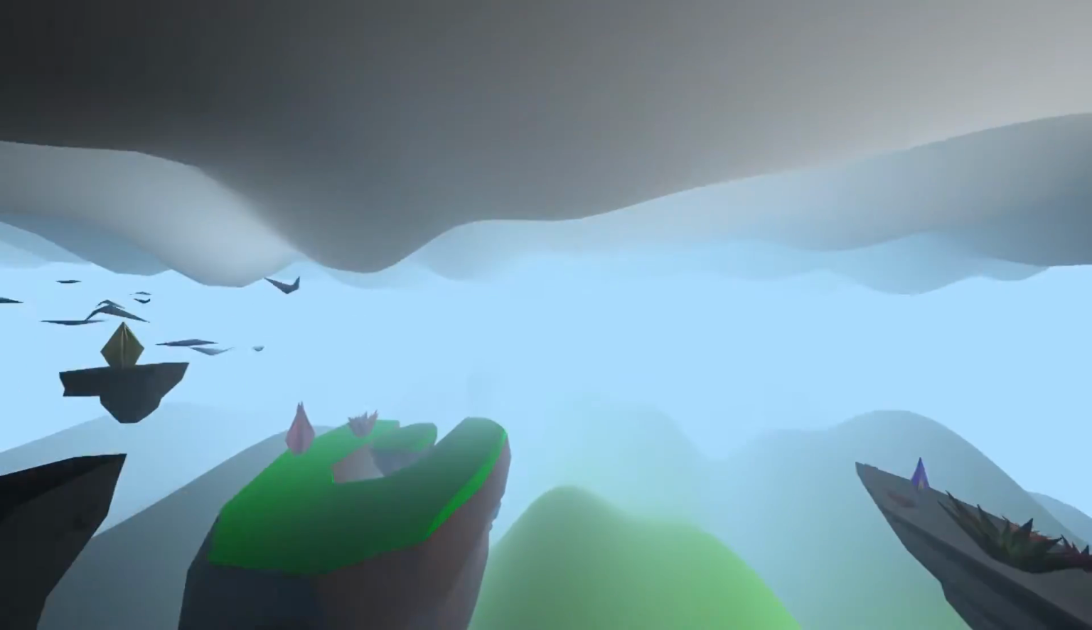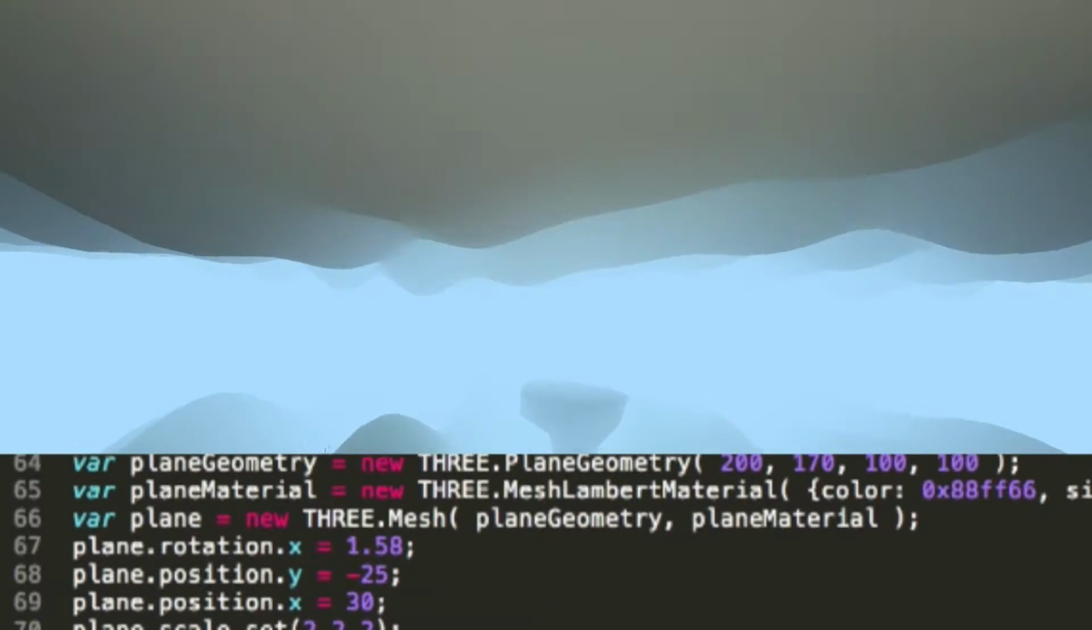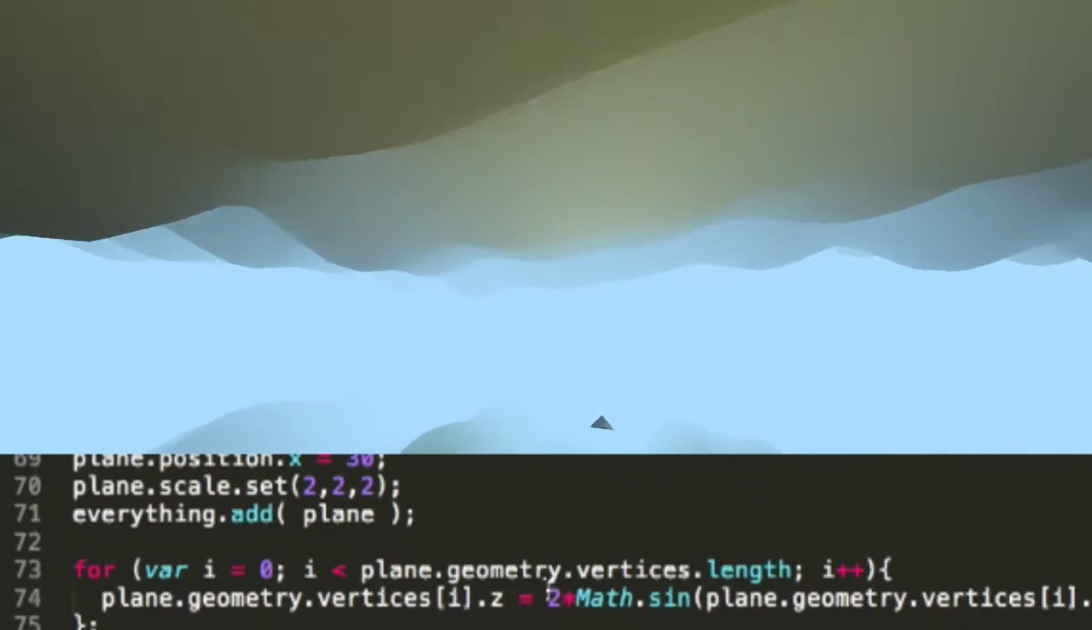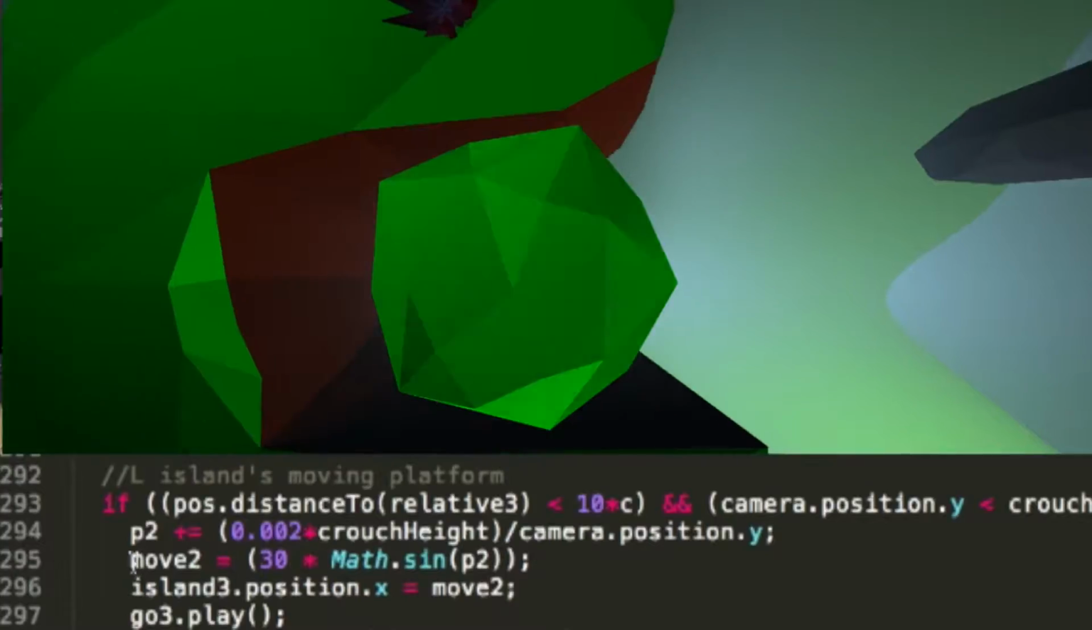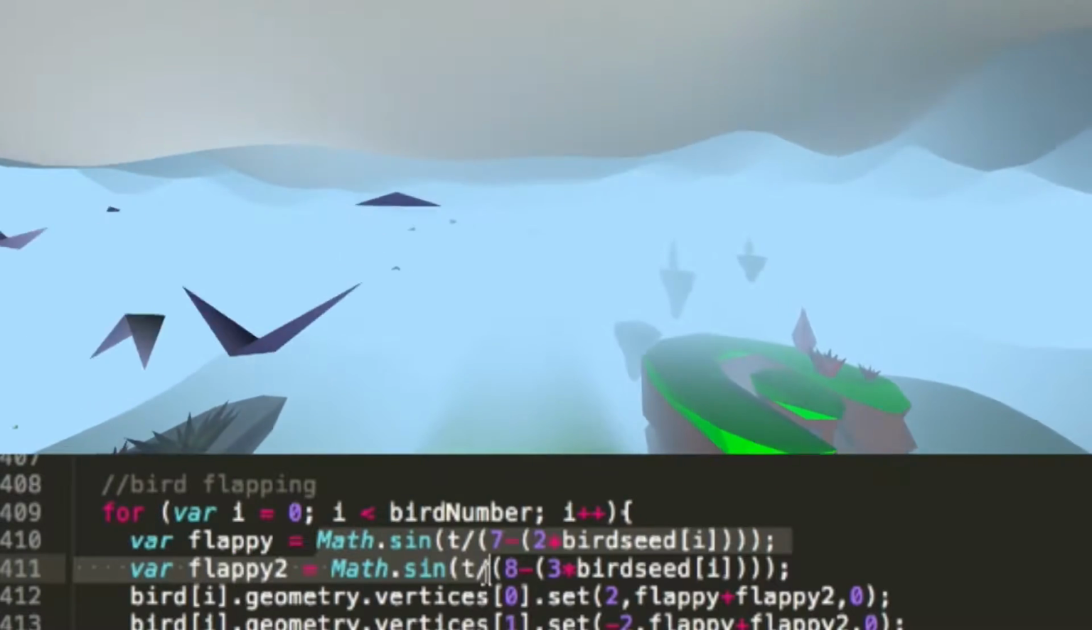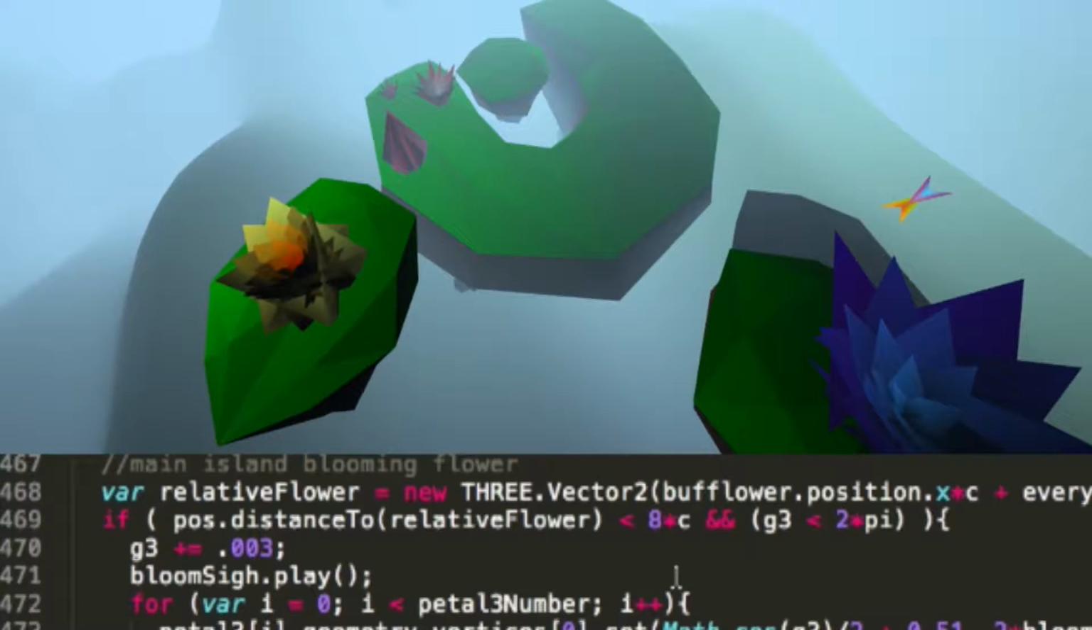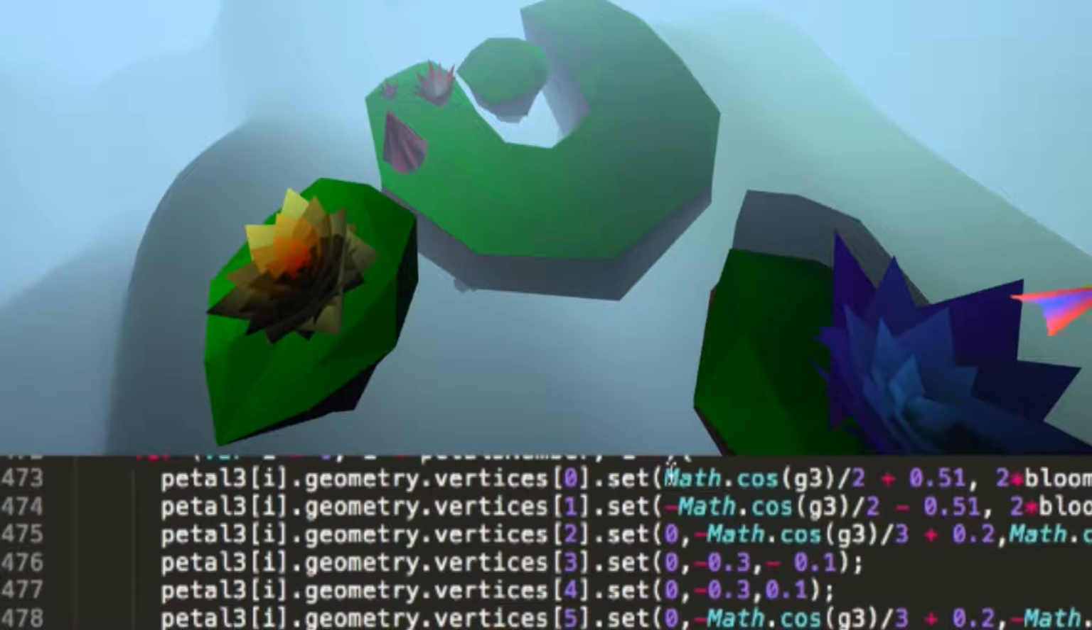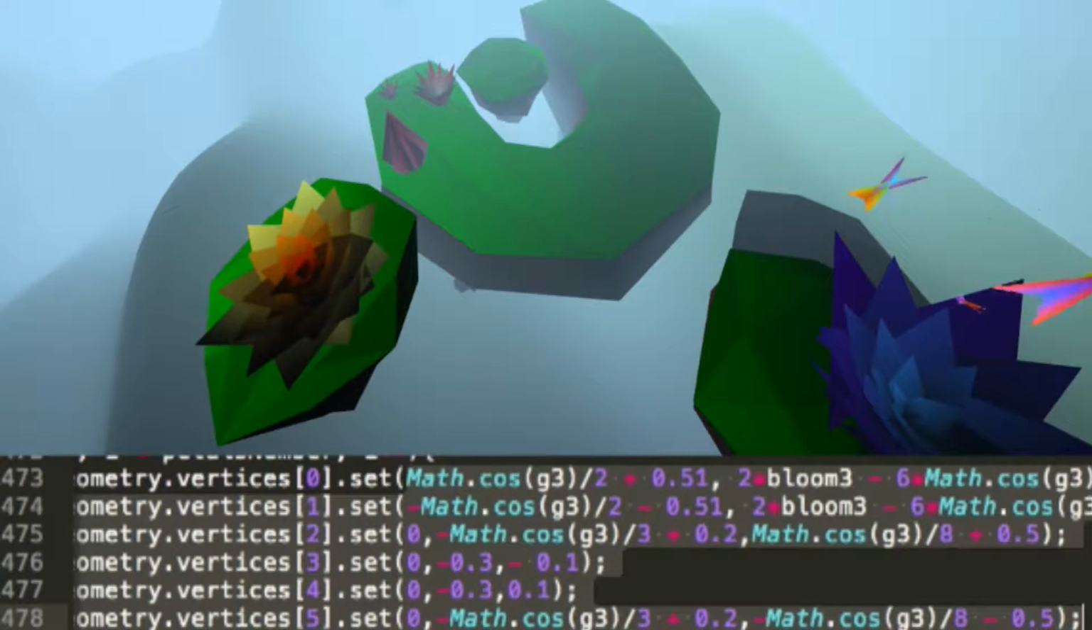I'm not going to go too deep into the process of programming all this, but basically everything is sine waves. The rolling hills are just a pile of sine waves. The rolling clouds are sine waves. The platform movement is sine waves, and the birds flap in sine waves. The butterflies flutter in sine waves. When the bloom flowers bloom, that's because I'm moving each vertex by a pile of sine waves.